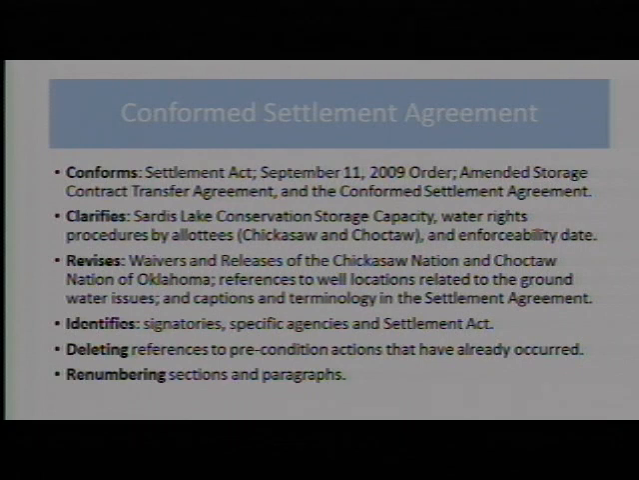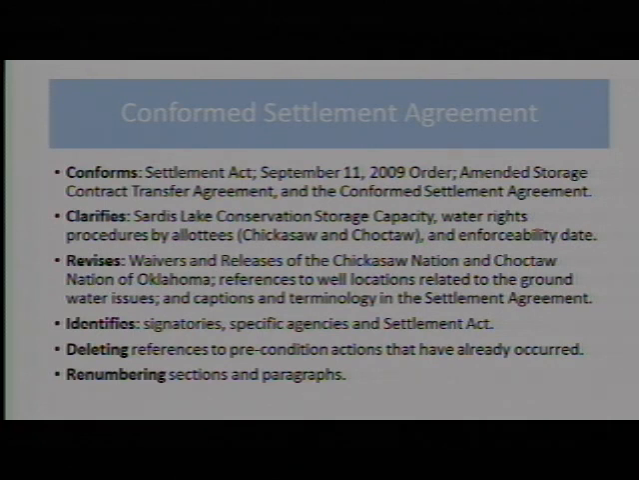It also clarified the water rights procedures for allottees of the Chickasaw Nation and the Choctaw Nation of Oklahoma in terms of having their membership be able to apply for water rights, and also set an enforceability date for both the Settlement Act and the Conformed Settlement Agreement.